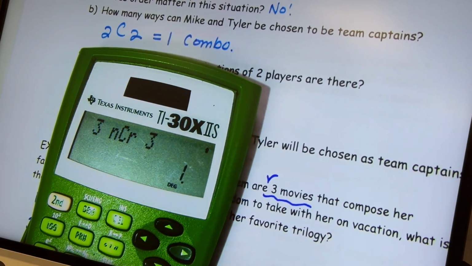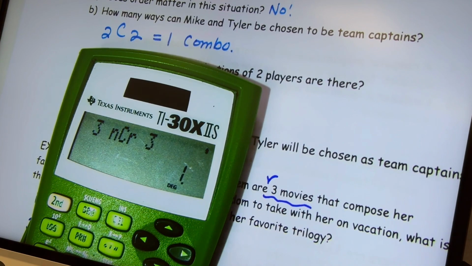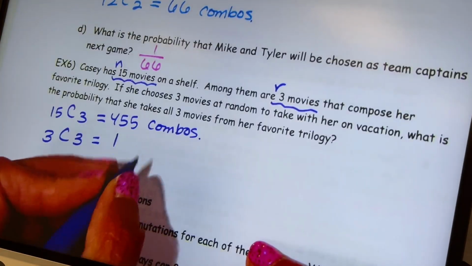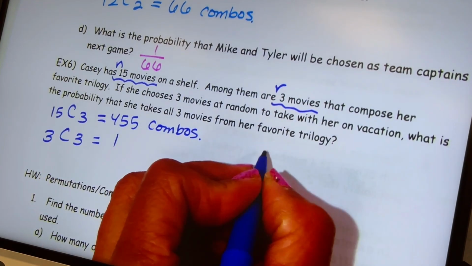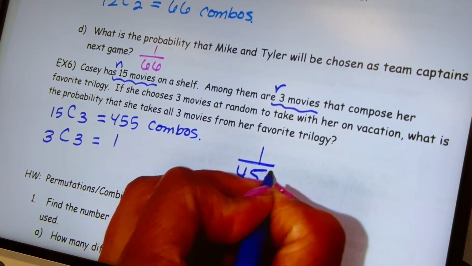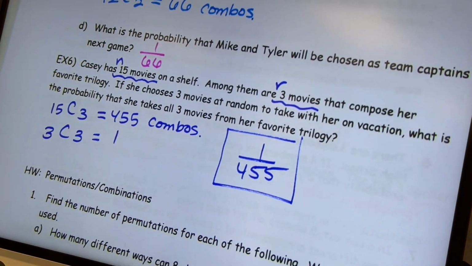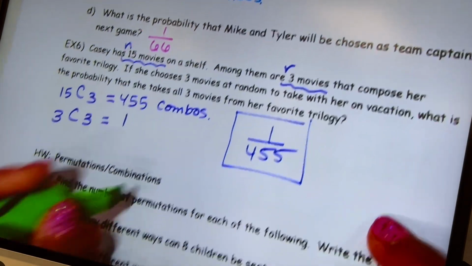Right. So anytime it's a combination and it's the same number for the N and the R, it's going to equal 1. So when I find the probability, what would the fraction be? 1 out of 455. Is this likely to occur? No. Not at all.